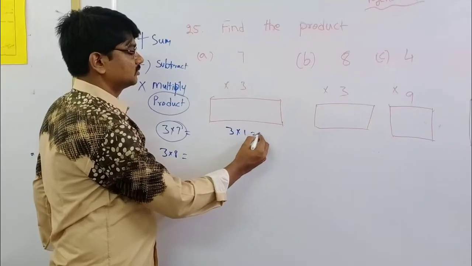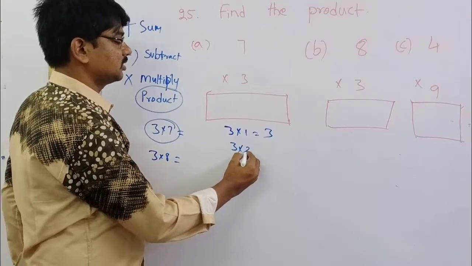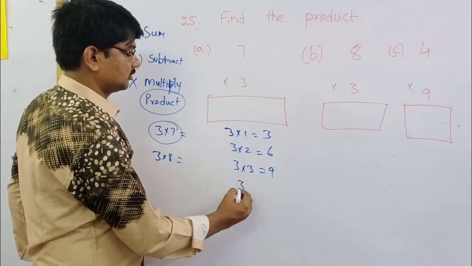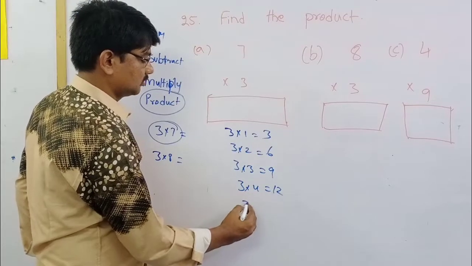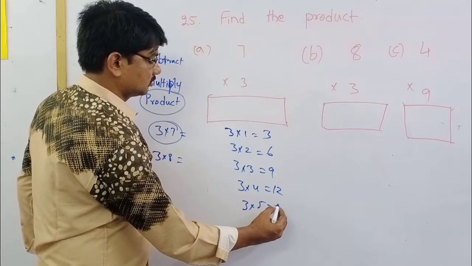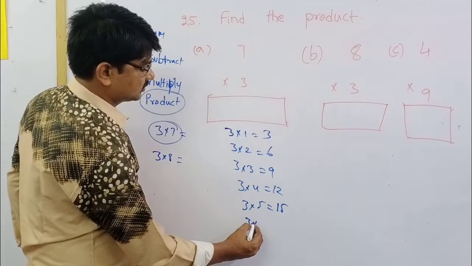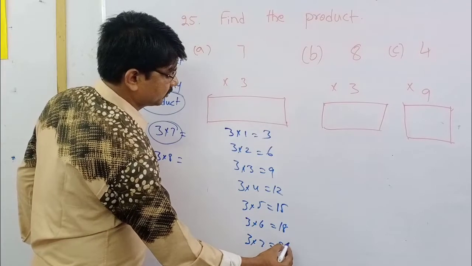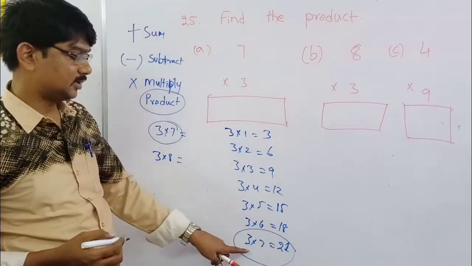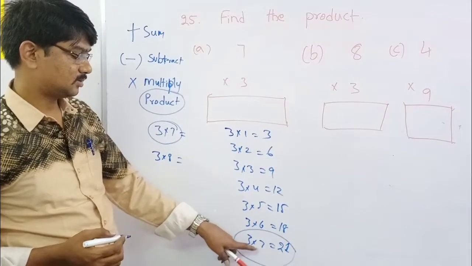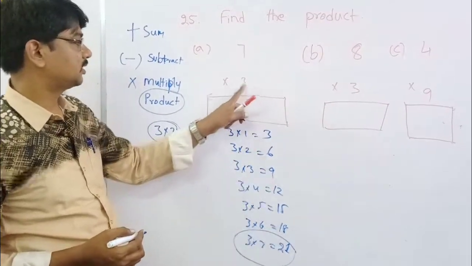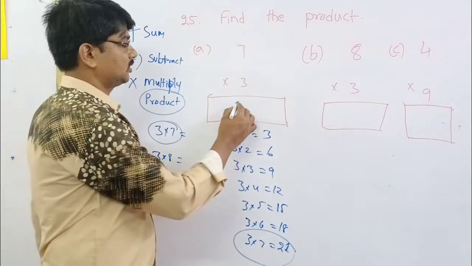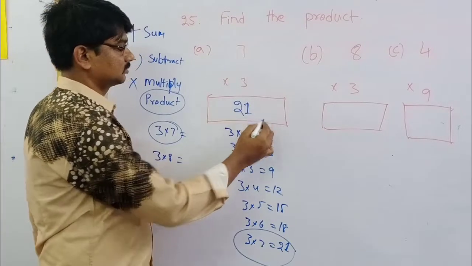3 1 ja 3. 3 2 ja 6. 3 3 ja 9. 3 4 ja 12. 3 5 ja 15. 3 6 ja 18. Next 3 7 ja 21. We need this. Yes, 3 7 ja 21. 3 into 7. How is it looking? 3 7 ja 21.